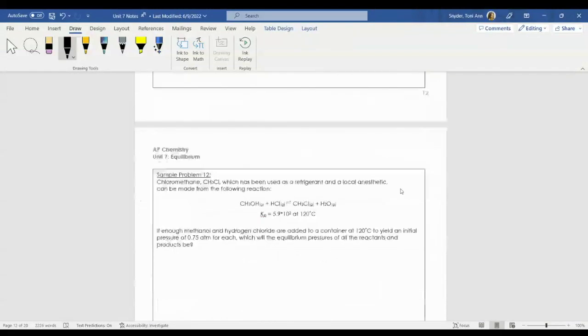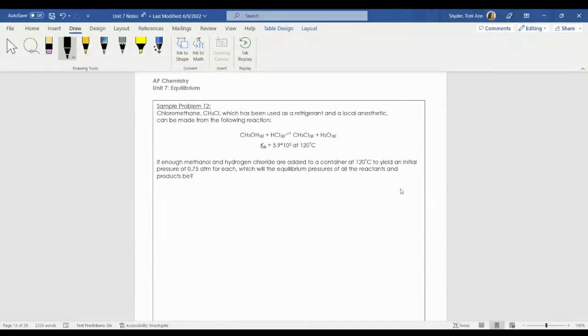Let's try one more together. This is a good one. So it says chloromethane, which has been used as a refrigerant and a local anesthetic, can be made from the following reaction, which is given to us there. If enough methanol and hydrogen chloride are added to a container to yield an initial pressure of 0.75 atmospheres for each reactant, this should say for each reactant. It's not very clear what it's asking for. Then it should say, what will the equilibrium pressures of all the reactants and products be?